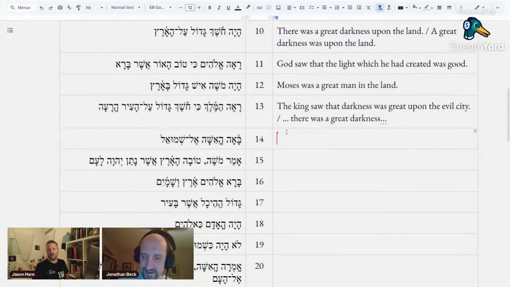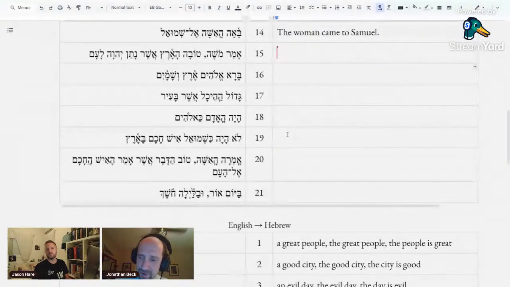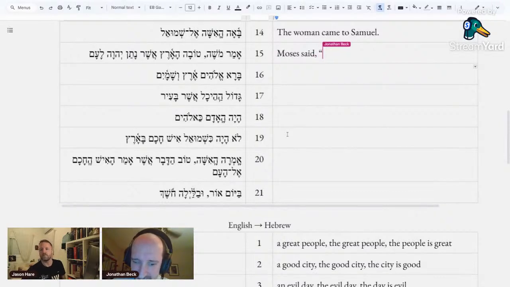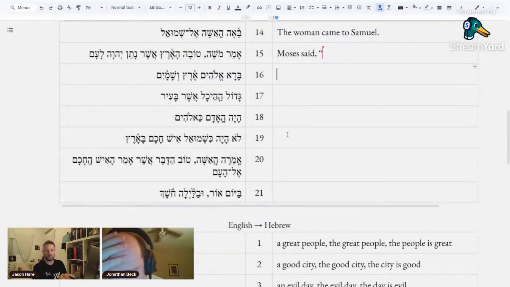Number 14. Ba'a ha'isha el Shmuel. The woman came. Ba, lavo, to come, came to Samuel. The woman came to Samuel. Very good. And once again, I get the long one. Amar Moshe, Moses said. I'm going to break this down into parts so that I don't make a mistake. Tova ha'aretz, a land. Well, shoot. This is weird word order.